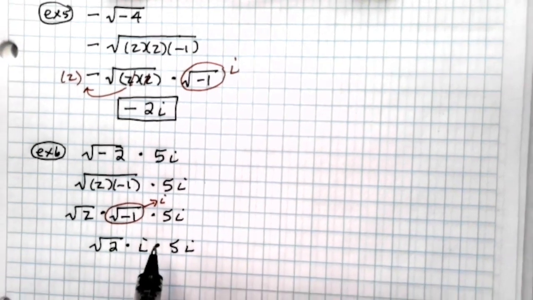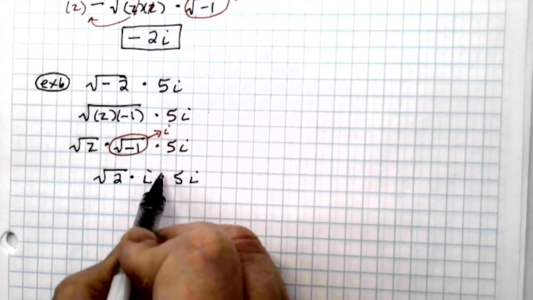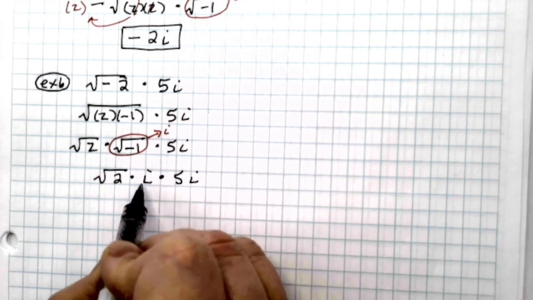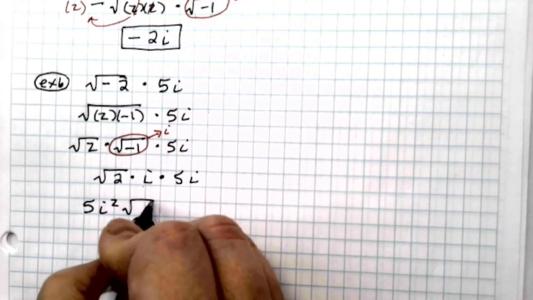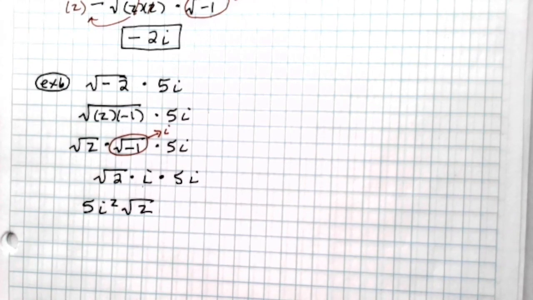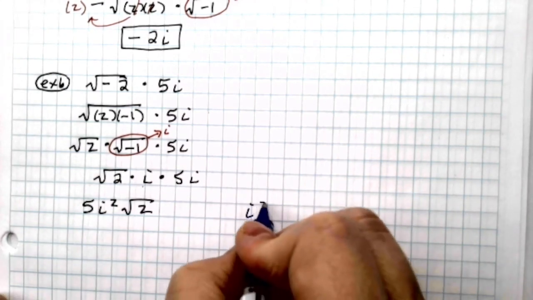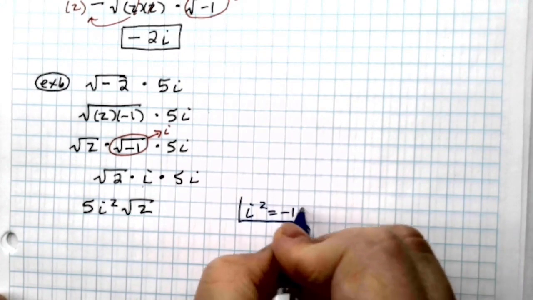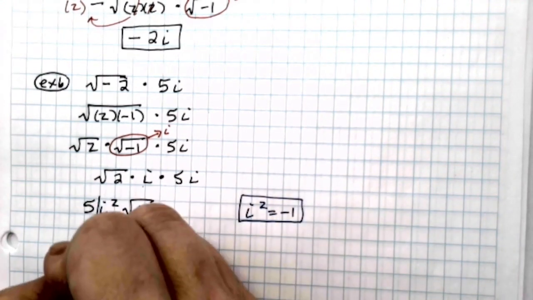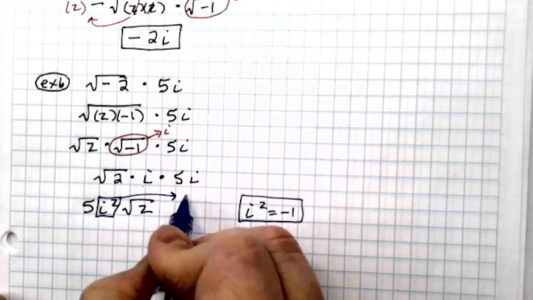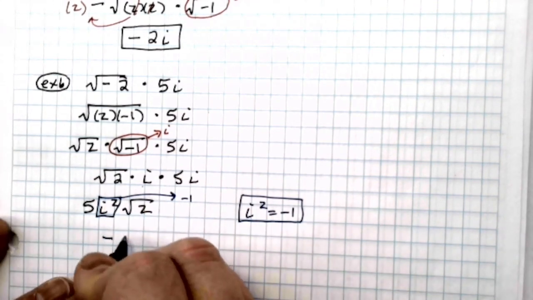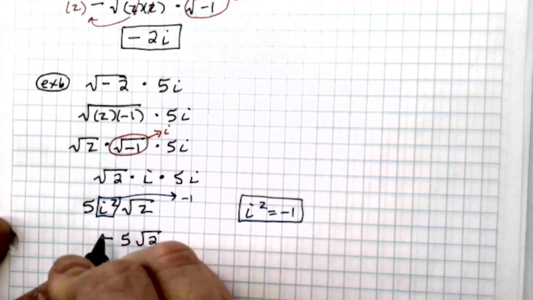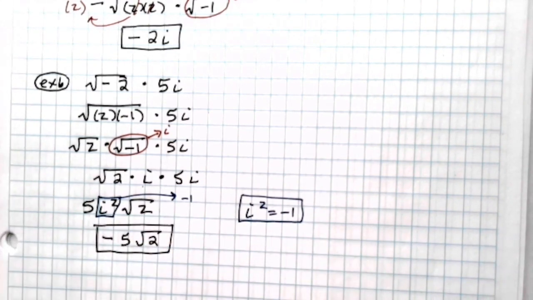All the exterior numbers get multiplied together and move to the front. So I have a 5i. So 5i squared, radical 2. And then remember that i squared equals negative 1. That has to be replaced. So we're going to replace i squared with a negative 1. So that gives me a negative 5 radical 2. There is your answer.